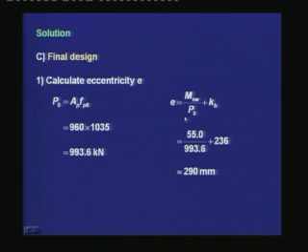With that value of P0, we are computing the value of e, which is equal to Msw by P0, the shift of C from the CGS, plus the depth of the bottom kern point, which is Kb, and once we substitute the values, we get the eccentricity to be 290 millimeters. That means that is the maximum eccentricity that we can allow to have a type 1 member with no tensile stress at the top during transfer.